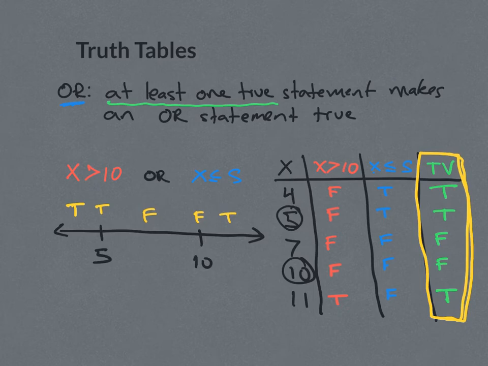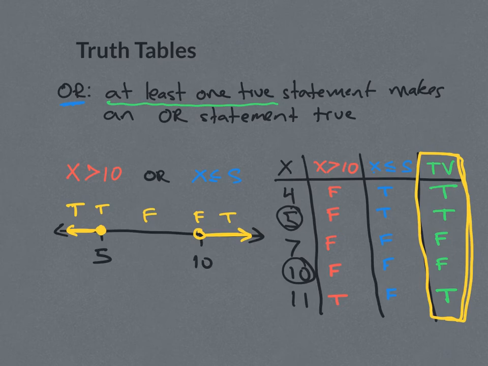All right, and here's the best part. This tells us where to shade. Anywhere I get a true, I shade. If it's at a tick mark, I make it a filled in circle. And if it's a section, I just shade that section. So false in the middle, false at 10, so I do the open circle, and then I shade to the right of 10 there.